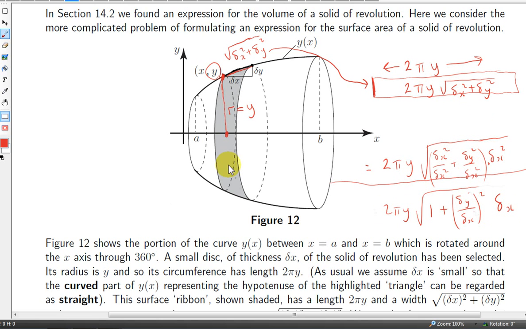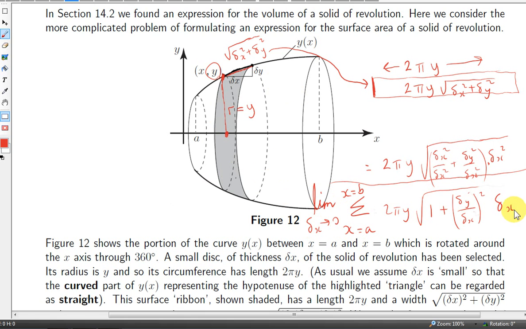Okay, so this is the area of this ribbon, but of course we need to sum all of these ribbons from x equals a to x equals b. And that'll give us an approximation for the area generated. The approximation gets better and better as delta x goes to 0, so if we want the exact area, we take the limit of this sum as delta x goes to 0. And as we've seen a few times before, this limit can be written as an integral. So we're integrating from x equals a to b, all of this quantity.